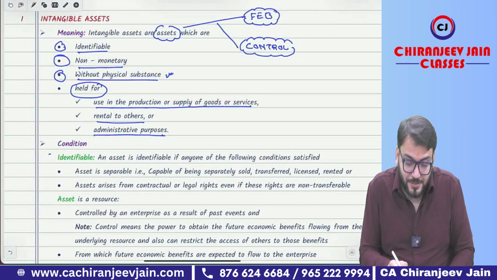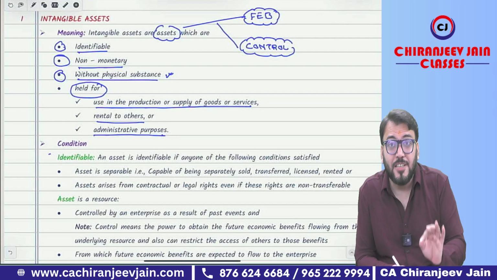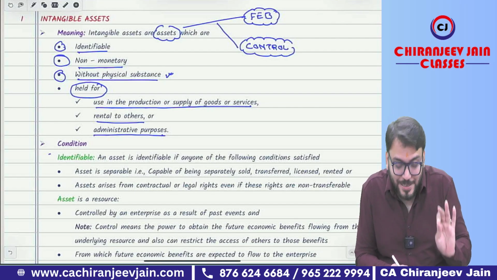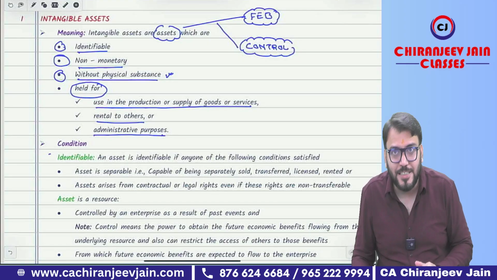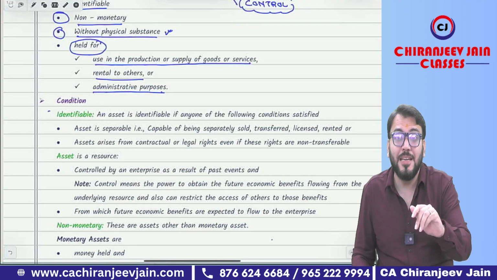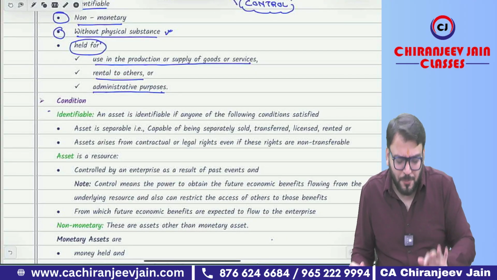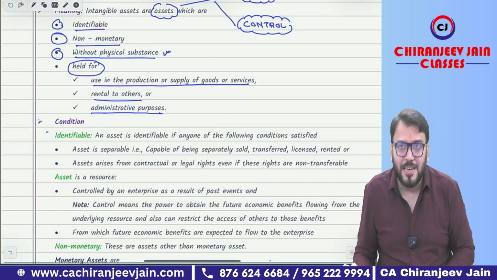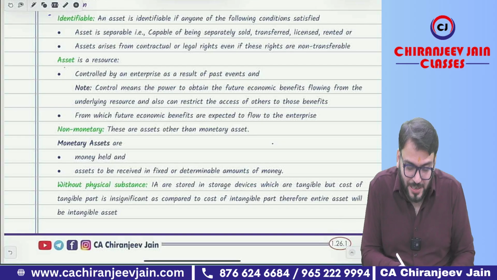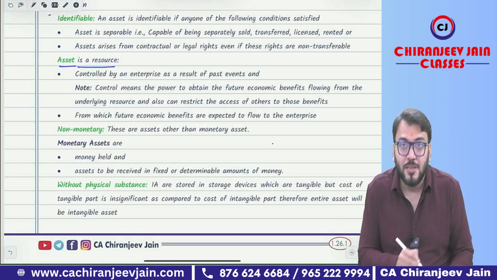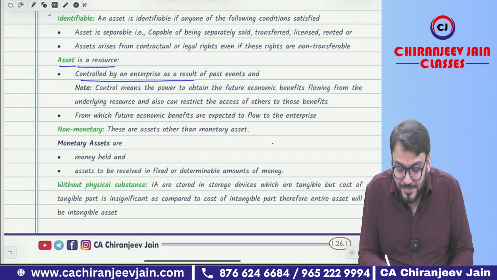Now you will be able to understand the definition only when we are clear about identifiable, non-monetary and without physical substance. So what is the meaning of identifiable? Means which can be easily identified. But before we go to that, let me define asset once again. Already we know about that, but because it is given, let us understand once again. Asset is a resource controlled by the entity as a result of past event.